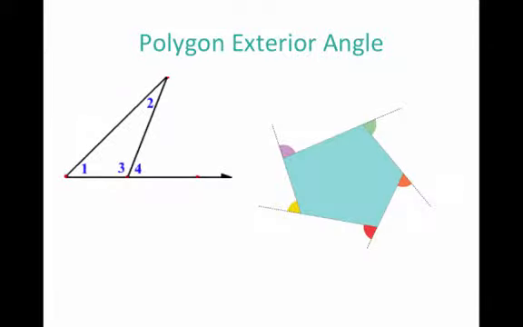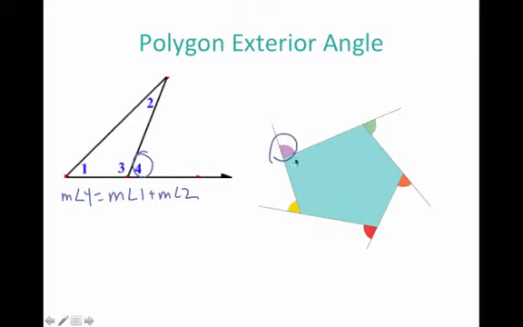Okay, the other thing we have to talk about in this video is polygon exterior angles. We've talked about exterior angles in triangles. That's when we just extend one of the sides and we have an exterior angle. So like angle 4 right here is an exterior angle. And when we talked about triangles, we learned that the measure of angle 4 equals the sum of the two remote interior angles.